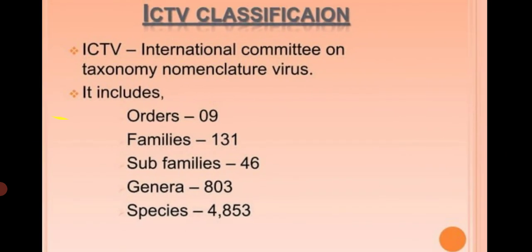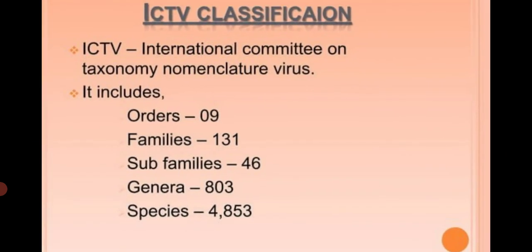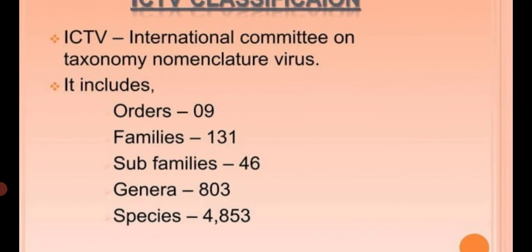Then the ICTV classification for viruses. ICTV stands for International Committee on Taxonomy of Viruses. It was set in 1970 and it includes 9 orders, 131 families, 46 subfamilies, 803 genera and 4,853 species.